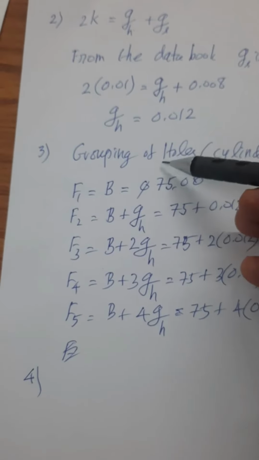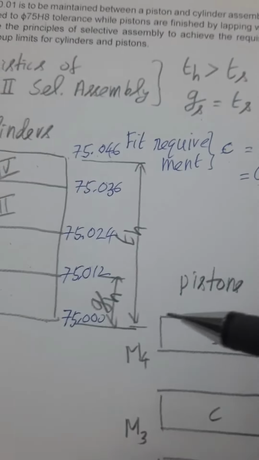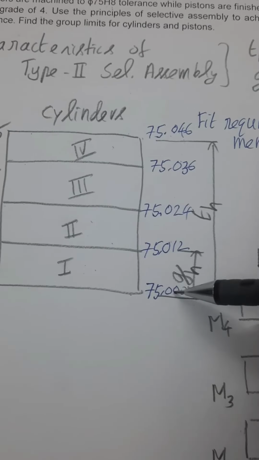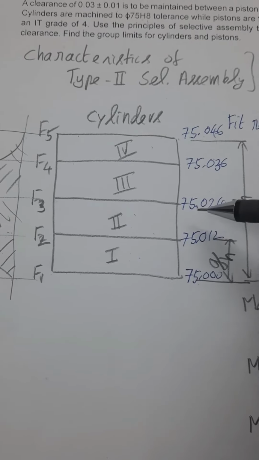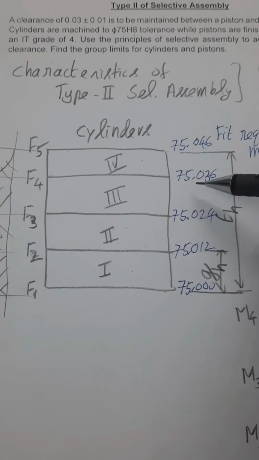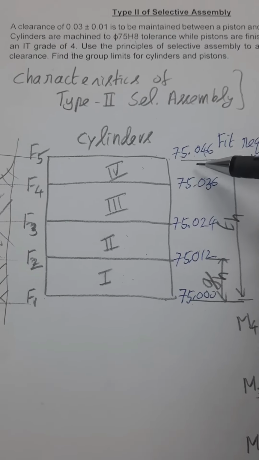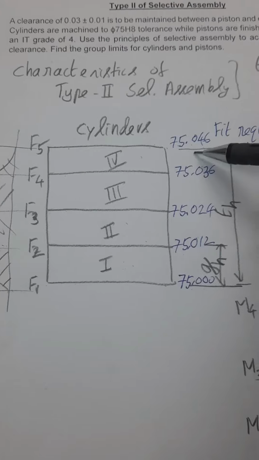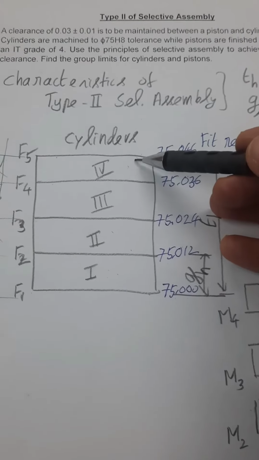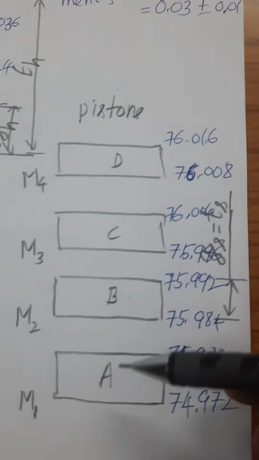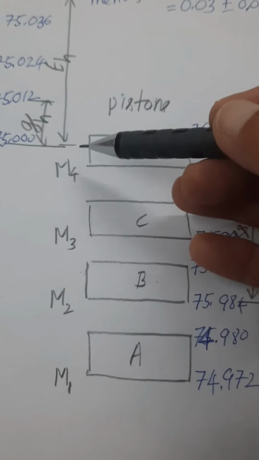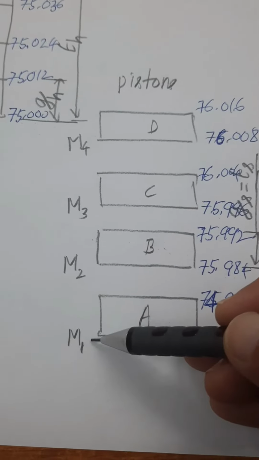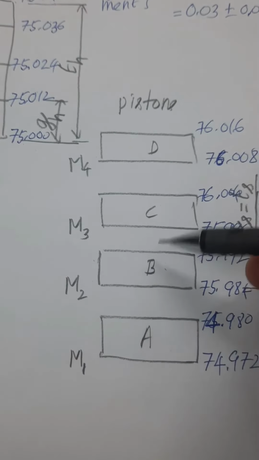So the grouping of the holes has been done. It is written on the figure. 75 is the F1 value, 75.012 is the F2 value, 75.024 is the F3 value, 75.036 and 75.046 are the other values. So grouping of cylinders has been completed. Now we have to find the group limit for piston M1, M2, M3, M4. These are the lower values of group limit for each group of piston A, B, C, D.